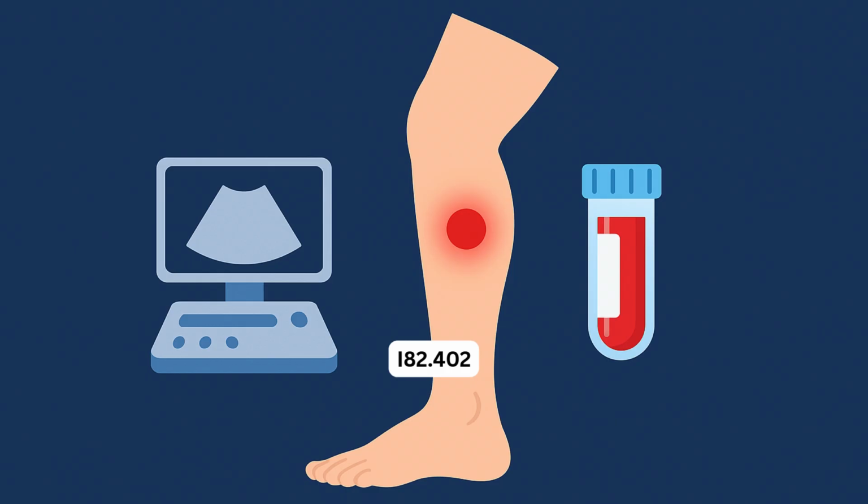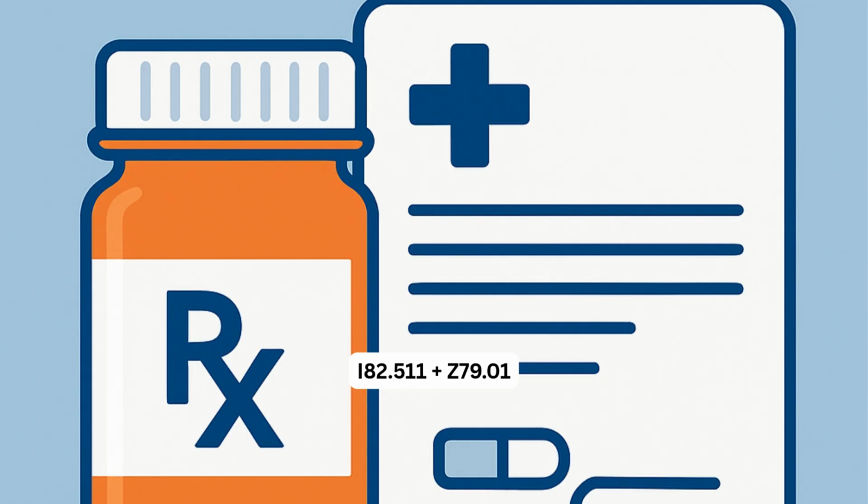Example number 2 is an acute DVT. Patient is seen for an acute deep vein thrombosis of the left lower extremity. Warfarin is started as treatment. Here you would code a code that would support this acute DVT, and that would be I82.402.